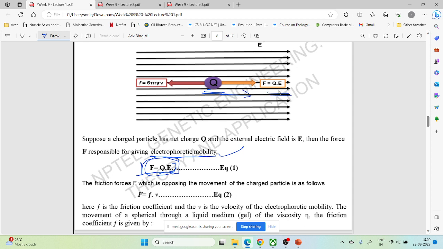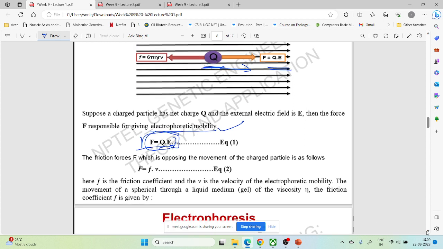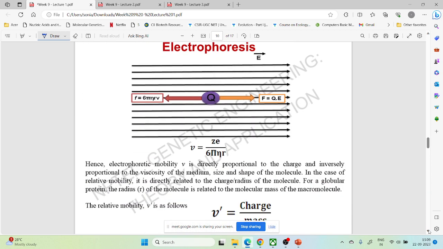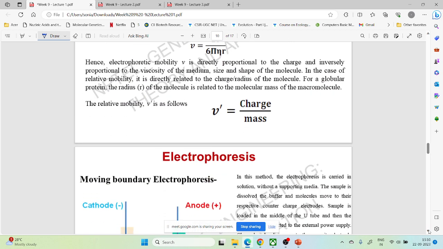And there would be a force which opposes the motion of this charged particle, which is your frictional force. This frictional force is causing the charged particle to resist its motion, to resist its flow. So why do we have to study this frictional force and the force responsible for its mobility? Because, as we can see here, this is all frictional force, and this is all the formula for relative mobility.